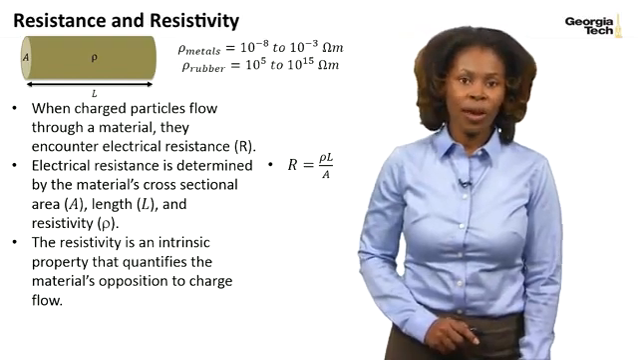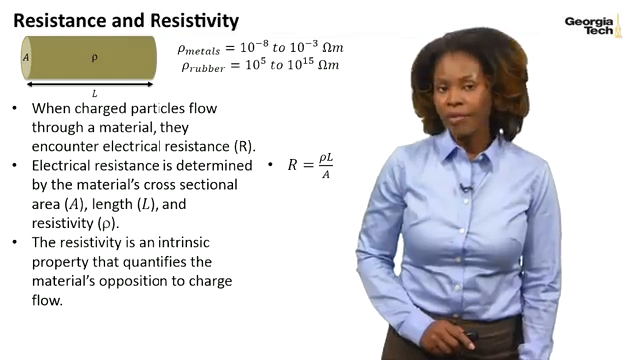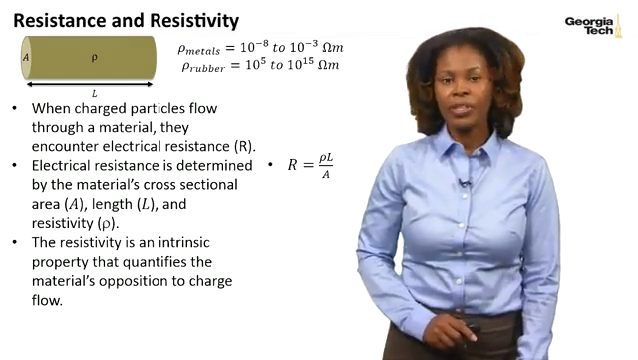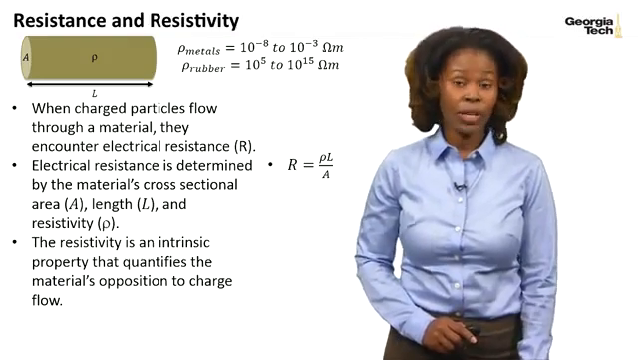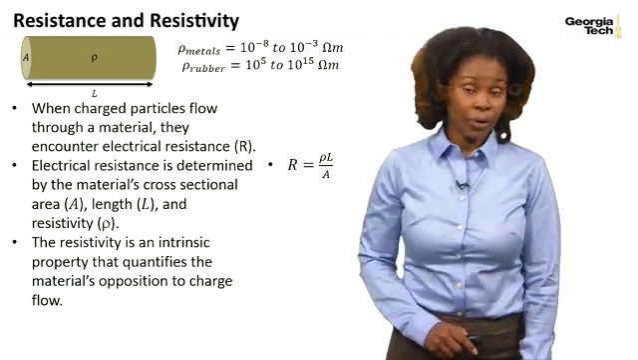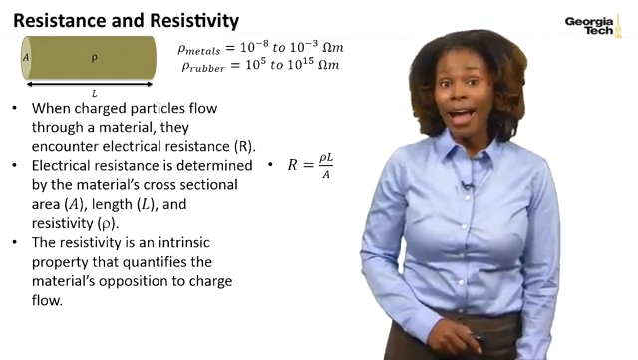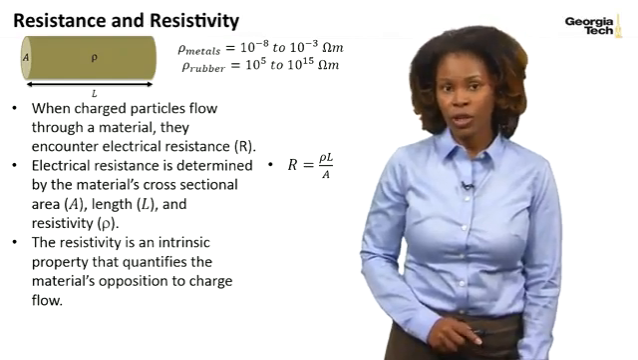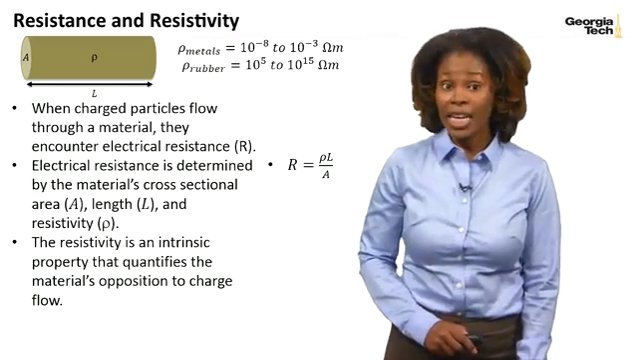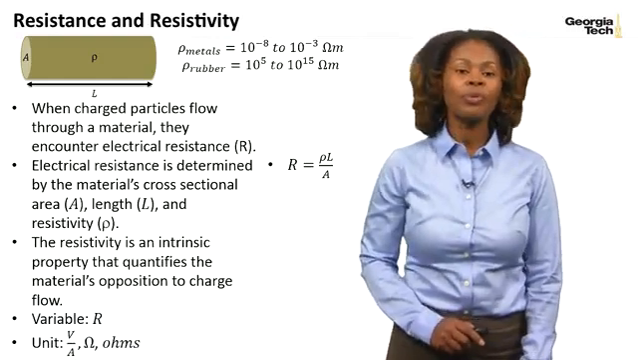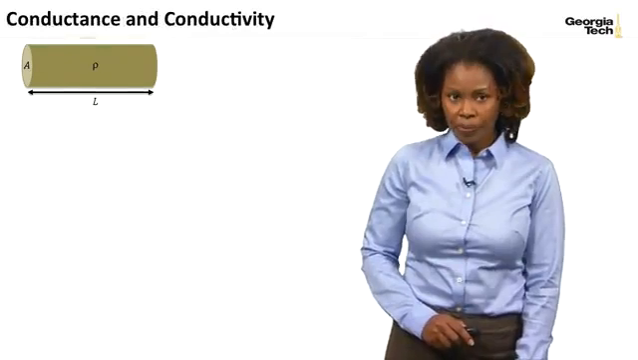And just for reference, the resistivity of metals, which are excellent conductors or have very low resistance, ranges from 10 to the minus 8 to 10 to the minus 3 ohm meters. But if you consider rubbers, which are not good conductors of electricity, they have high resistivity or high opposition to charge flow. Their resistivity ranges from about 10 to the 5 to 10 to the 15 ohm meters. The variable that we'll use for resistance is R, and the unit will be volt per amp, or ohms.